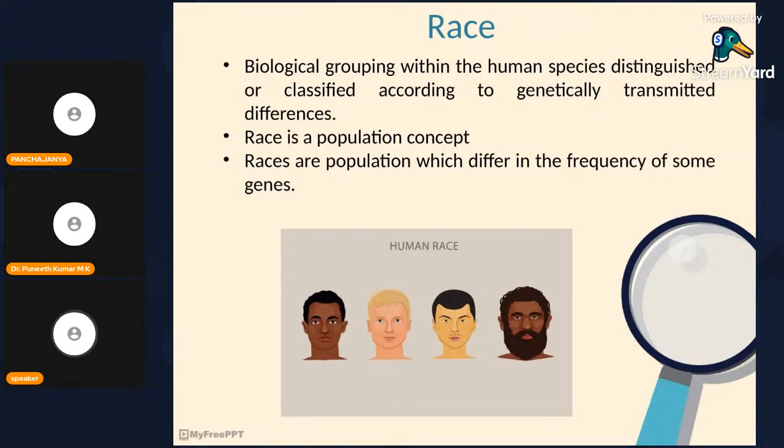This race is a population concept. It is not under the identification of an individual person. It is a group of persons, or a population concept. Based on the population or group, we can differentiate race. Races are populations which differ in the frequency of genes. The frequency of genes will be different, and based on that, the race changes, and some similarities are categorized for one group or set of people.